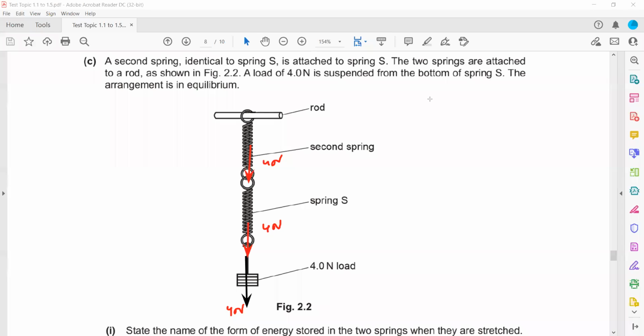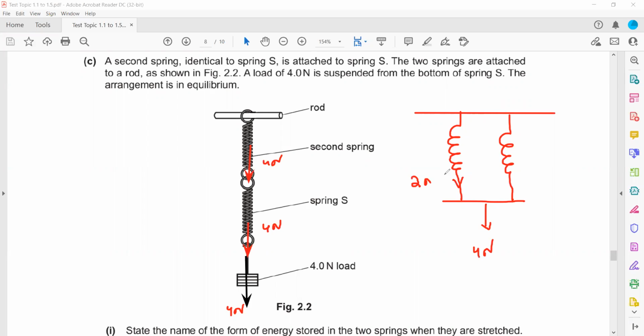But if they were connected in this manner, with two springs separately, and then we attach a load of 4 Newton, what happens? This 4 Newton will be divided, with 2 Newton experienced by each spring. But in the question, when they are connected end to end, the load which we attach here is the load experienced by each spring. So each spring will experience a load of 4 Newton.